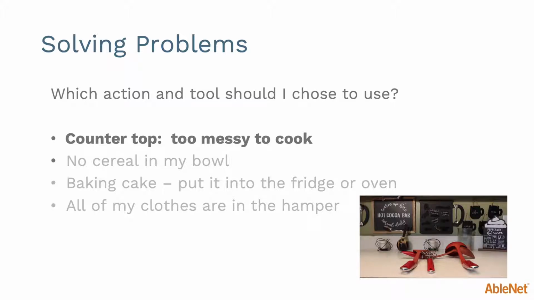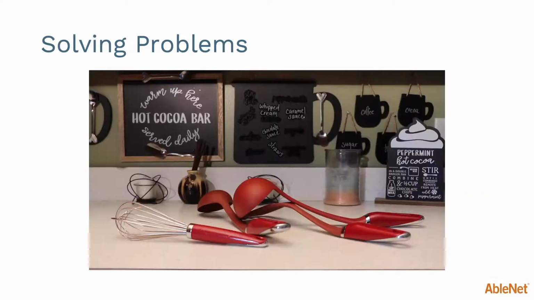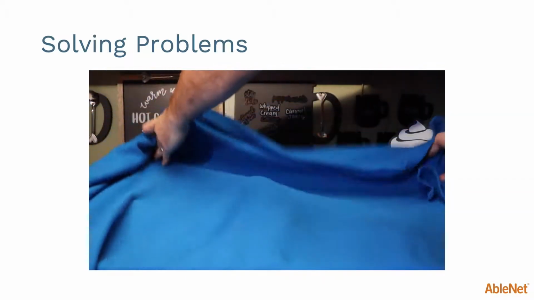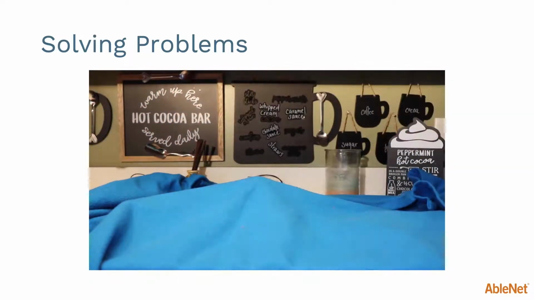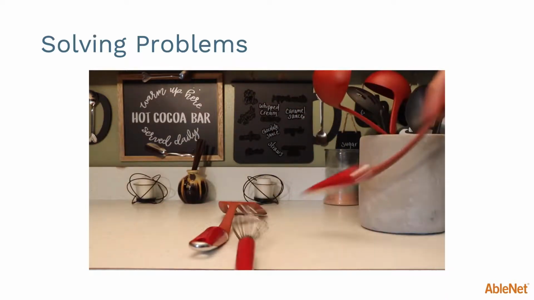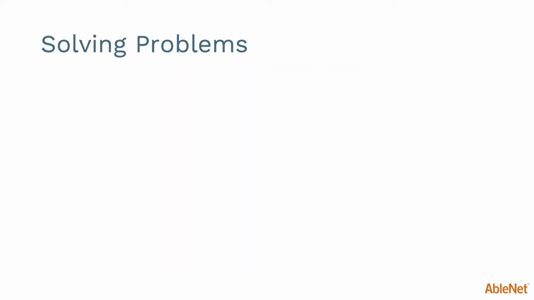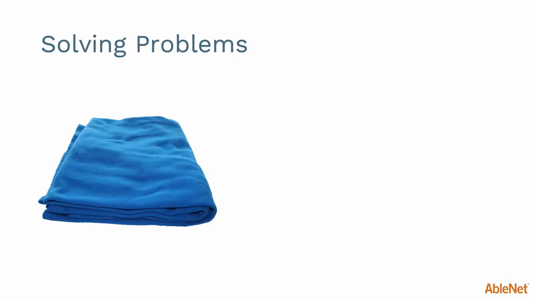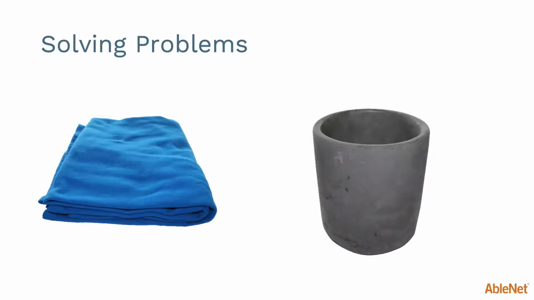I want to make dinner. I don't have enough room on the counter to cut vegetables. This counter has too many things on it. What can I do? I can cover the counter with a blanket, or I can put the utensils back into a container. Ask your child, what should I do? Cover the counter with a blanket, or put away the utensils?